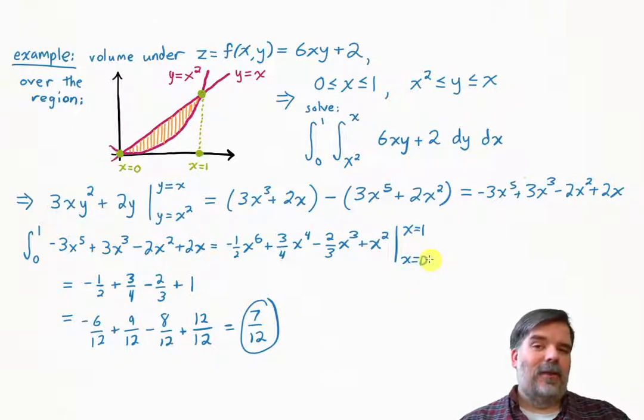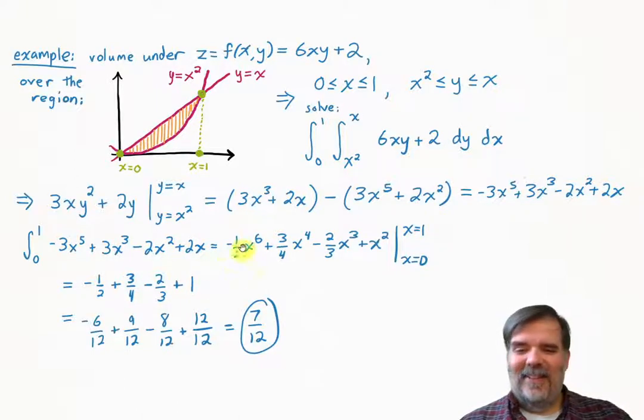X equals 0 is my favorite number to plug in. X equals 1 is a close second. So plugging in 1 for all these x's, minus plugging in 0, well, that just gives you 0. I didn't write down minus 0 this time. Probably the easiest way to do this is give everything a common denominator, and you'll find that the volume in this case is 7/12.